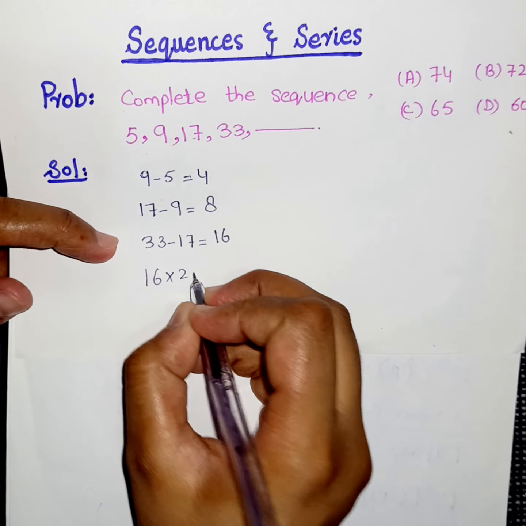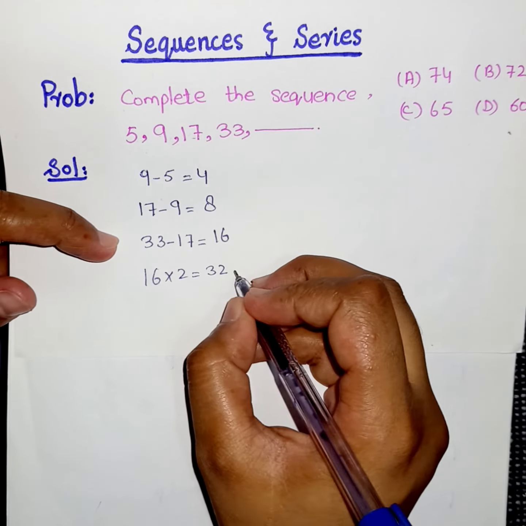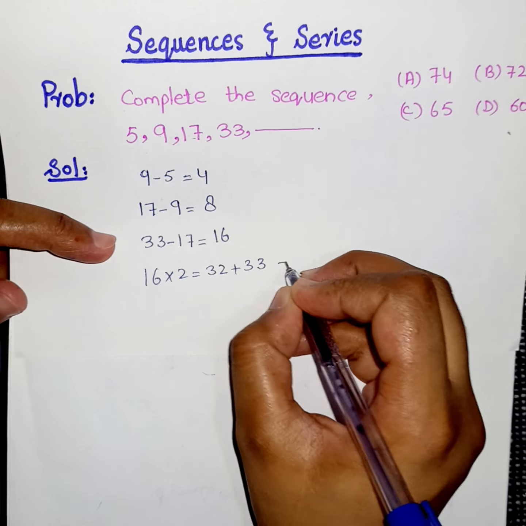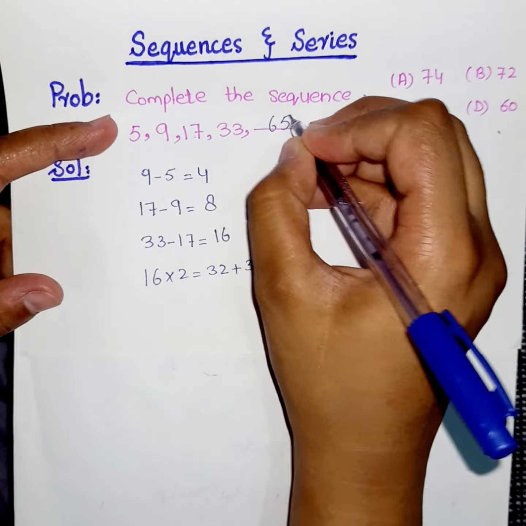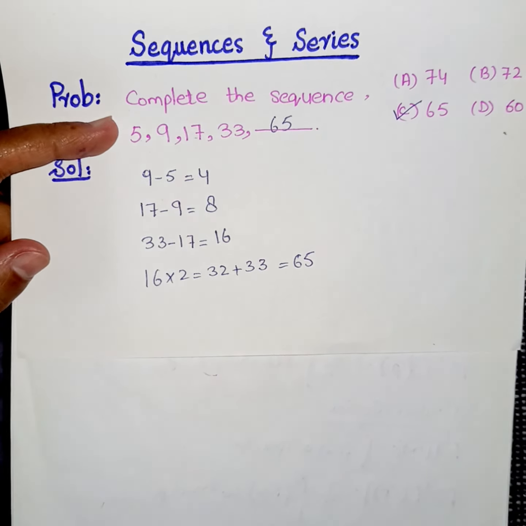Okay, 16 multiplied by 2 is equal to 32, and if I add 32 to 33, then I will get 65. So 65 is the required answer, so C is the correct option.